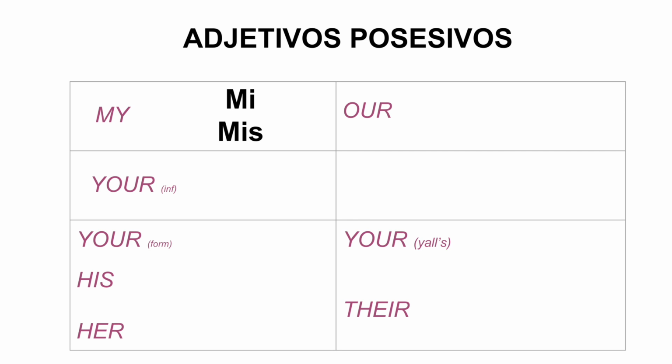My becomes mi or mis, and it totally depends on how many things you own, how many things you possess. Do you possess one thing? Then use mi. If you possess two things, use mis.